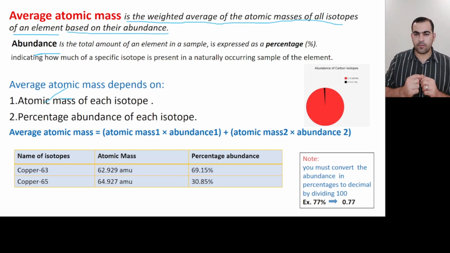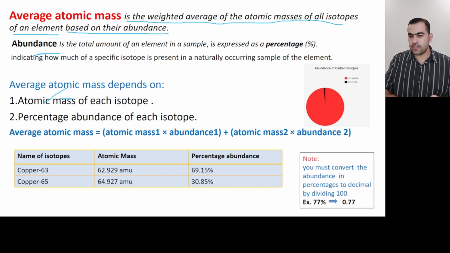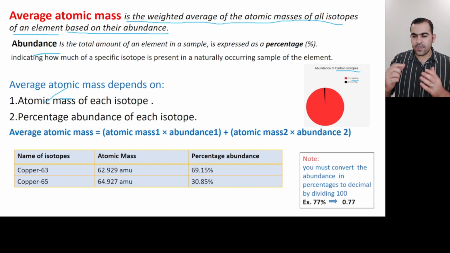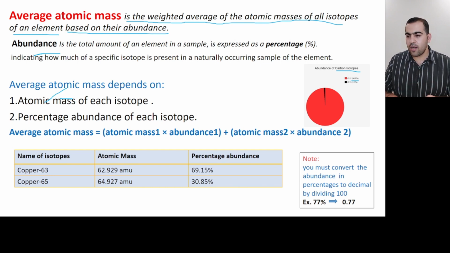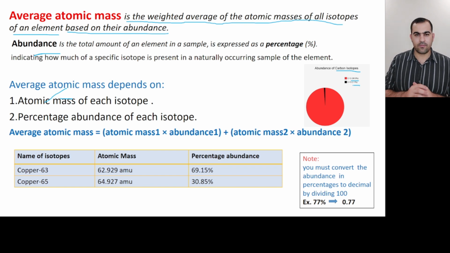Again, take a sample of carbon. If we get a sample of charcoal, it is carbon. When you get a sample of carbon isotopes, 98.9 will be carbon 12. Imagine there are 100 carbon atoms. For any sample in nature, 98.9 of the carbons are carbon 12, and only 1.1 is carbon 13.